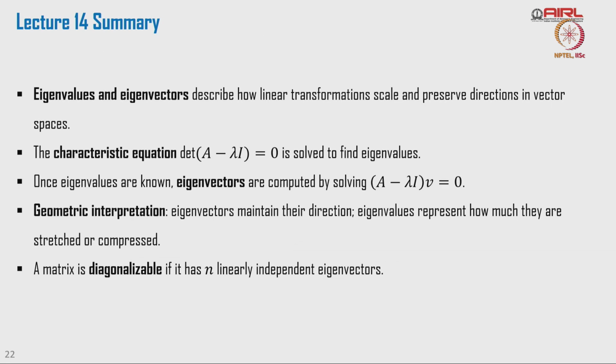So to summarize, we saw how eigenvalues and eigenvectors describe linear transformations and how eigenvectors only scale and preserve their direction, how a characteristic equation is solved to find the eigenvalues, and once we know the eigenvalues we saw how to compute the eigenvectors. We also took a look at the geometric interpretation. Eigenvectors maintain the direction and eigenvalues represent how much they are stretched. And finally, if a matrix is diagonalizable, it means it has linearly independent eigenvectors, only then it is diagonalizable.